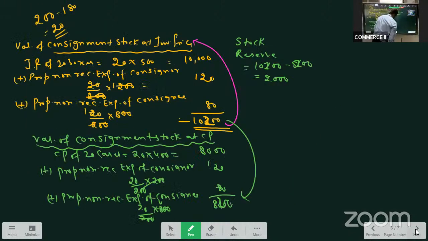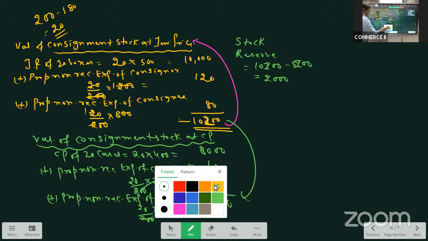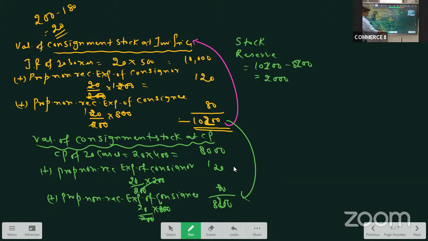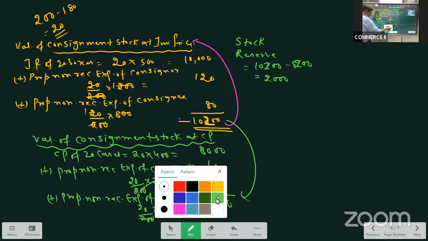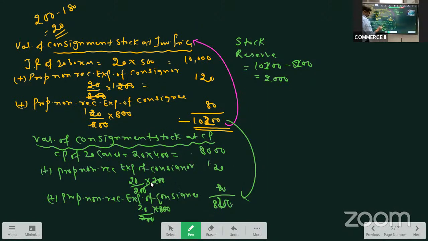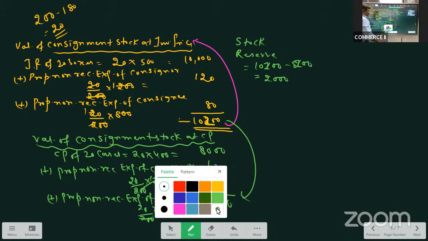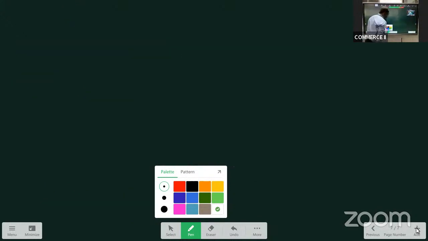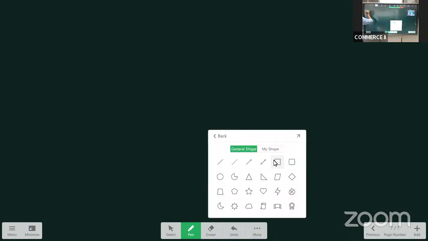Let us take this page and check if anything is there. Okay, correction done, 1,200. Good. Now let us prepare the consignee account, and then goods sent on consignment.